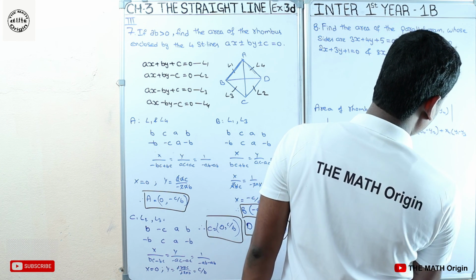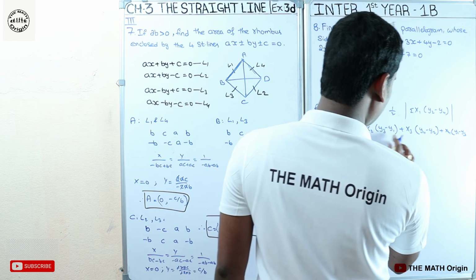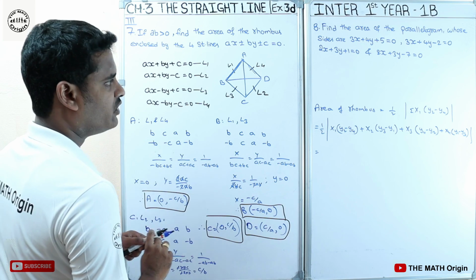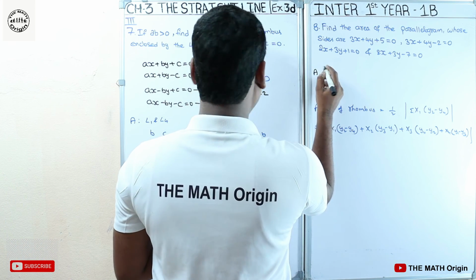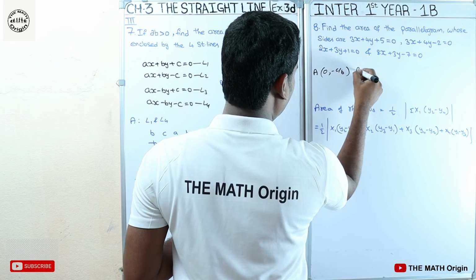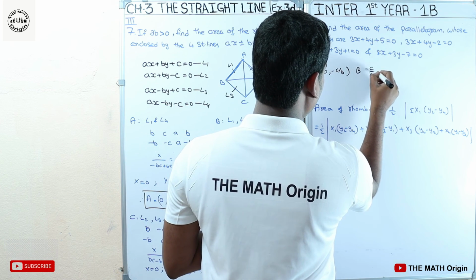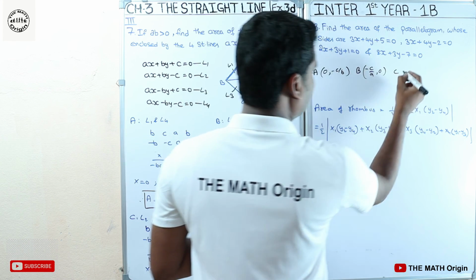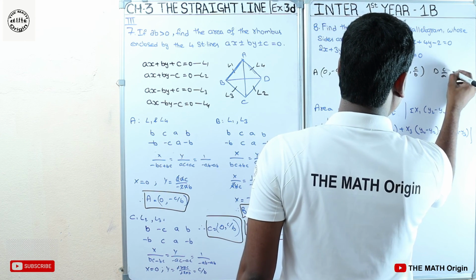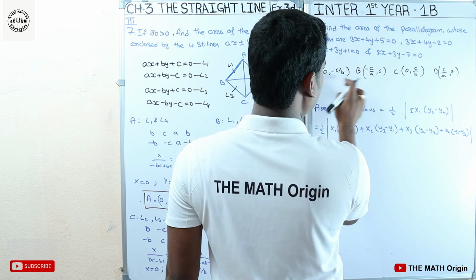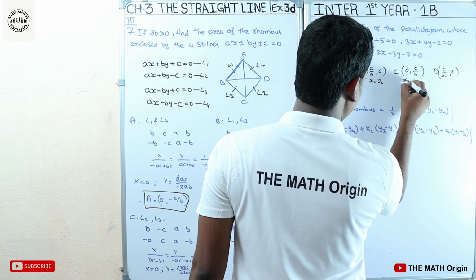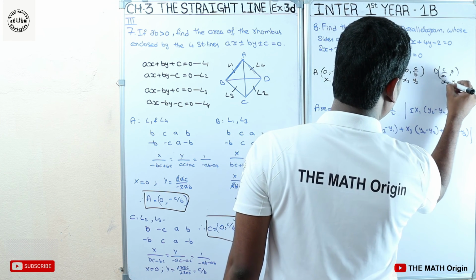y1 minus x1 y2 x3 y4 x4 y1. Okay, with this, if we are taking from these points, I will write the points over here. Point A as 0 comma minus c by b, point B as minus c by a comma 0, point C 0 comma c by b, and point D c by a comma 0. So this is x1 y1, this is x2 y2, this is x3 y3, this is x4 y4.